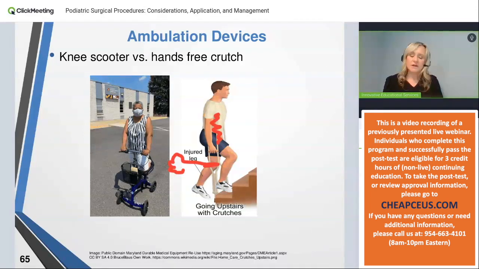So obviously, if the patient's not even safe on the knee scooter, is the knee crutch or hands-free crutch an option for them? You need to determine that, but I at least wanted to present that there have been studies that look at that circulation concern, and it seems to not be as much of a concern as we thought with that prolonged knee flexion.